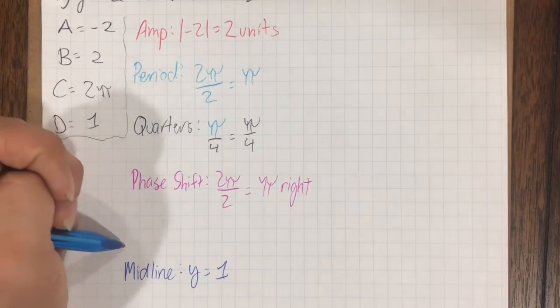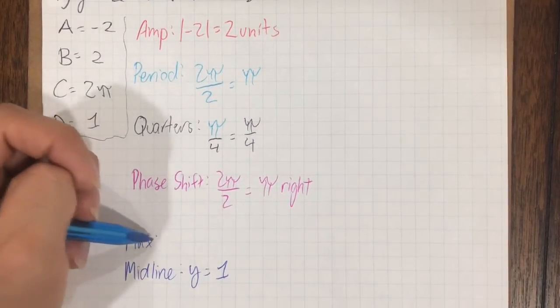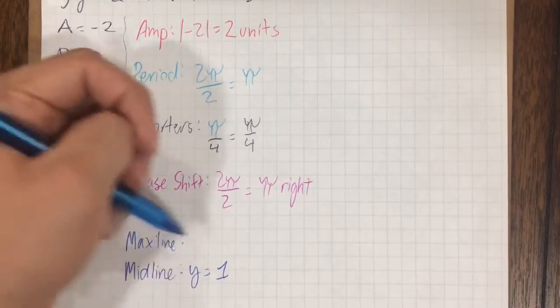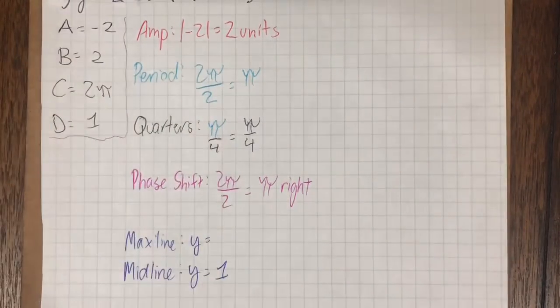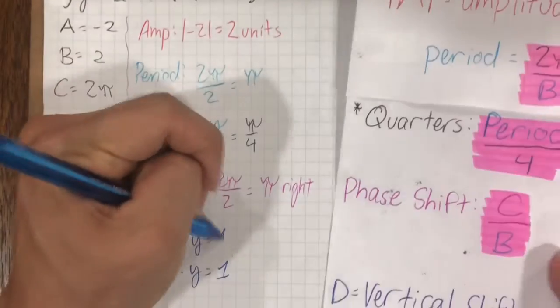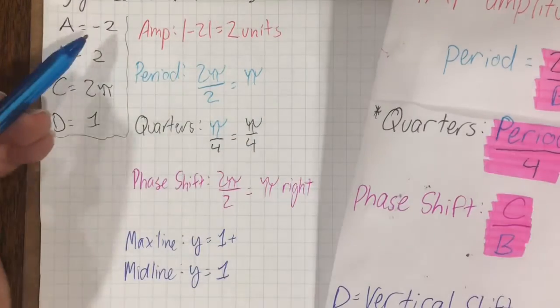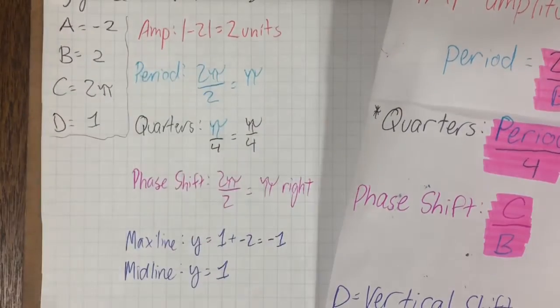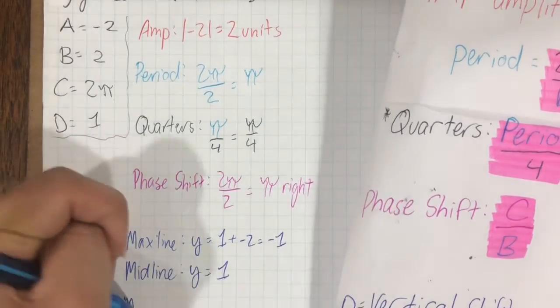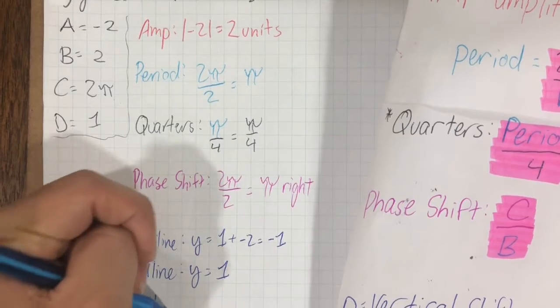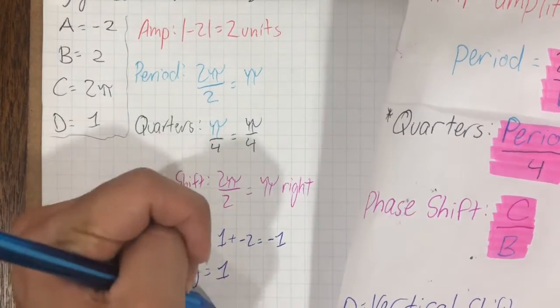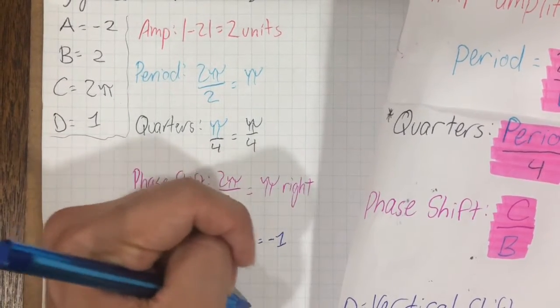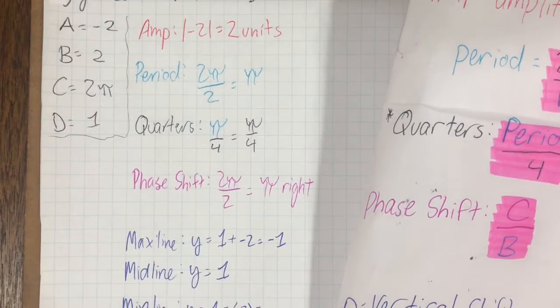And then I have my max line. So I take y, and if I were to follow the formula, I add it to my a, which is -2, and I end up with -1. And then if I would have the min line, I have y equals 1 minus a -2. Double negatives make a positive, so that's going to end up as a +3.